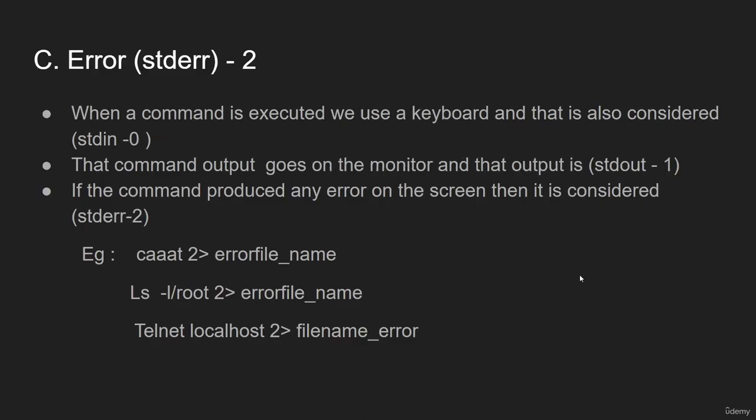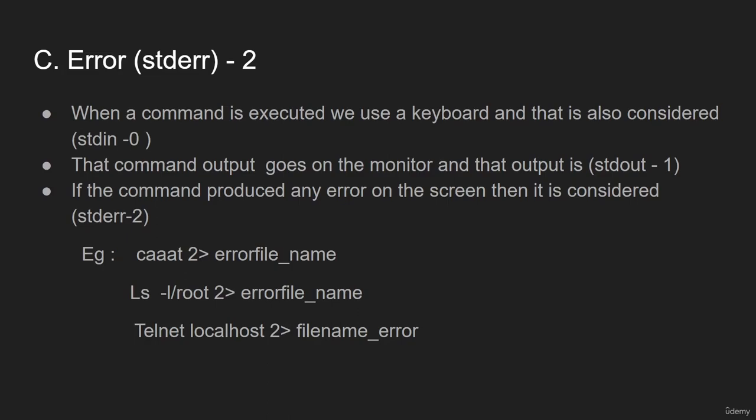So now let's move on to the standard error, which has the file descriptor 2. When a command is executed, we use a keyword, and that is also considered as standard input, and that command output goes on the monitor, and that output is also considered as standard output.